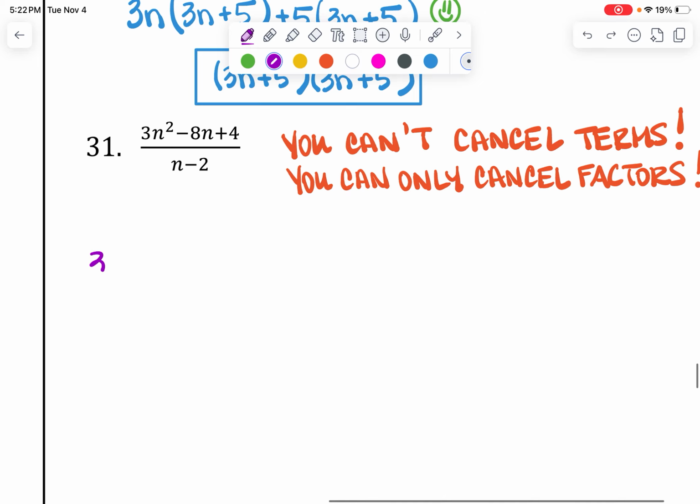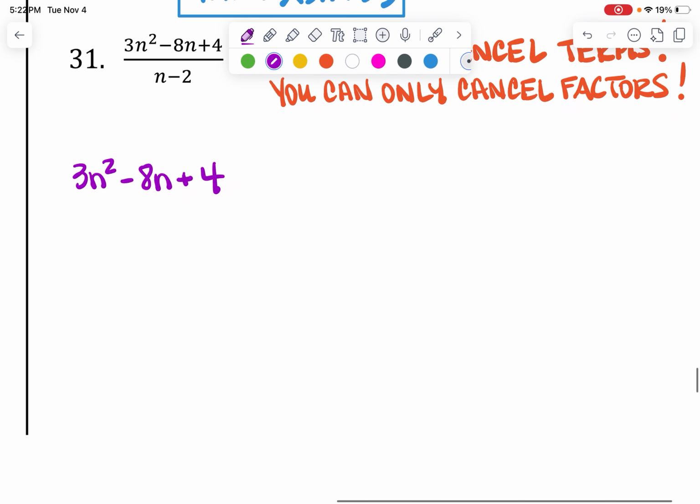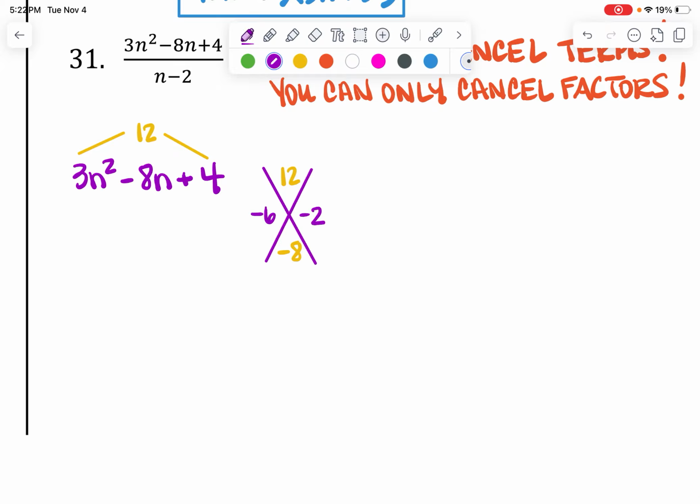So that's the first thing I'm going to do: I'm going to go off to the side and factor 3n squared minus 8n plus 4, which is what we've been doing for the last 15 minutes of this video. So I'm going to make my little number puzzle. I'm going to multiply 4 times 3, which gives us 12. So we're looking for the factors of 12 that add to give us negative 8. And I do believe that is going to give us negative 6 and negative 2. So that is how we got the negative 8n, by negative 6n minus 2n.